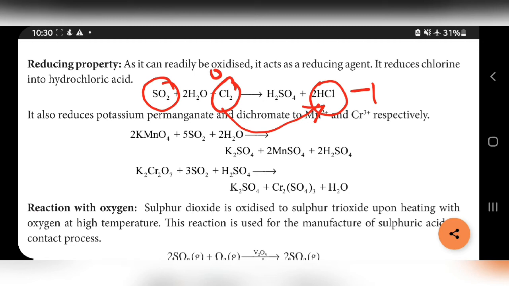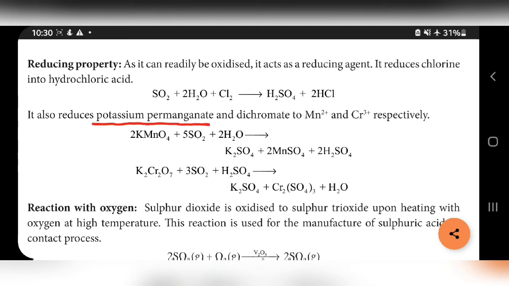It also reduces potassium permanganate and dichromate. This is potassium permanganate, KMnO4, and this is potassium dichromate, K2Cr2O7. So it reduces both potassium permanganate and potassium dichromate. So here also sulfur dioxide acts as a reducing agent.